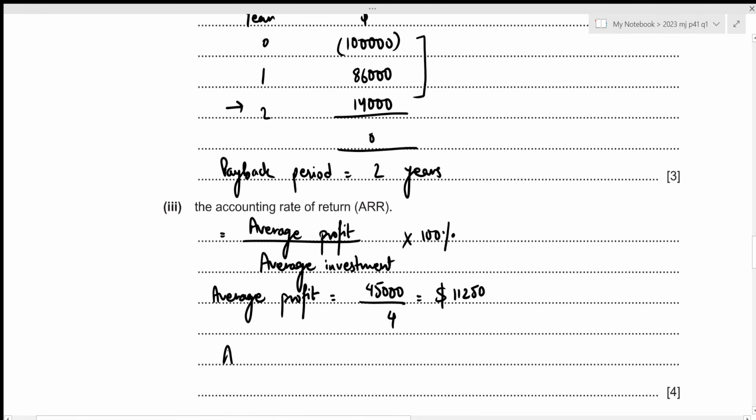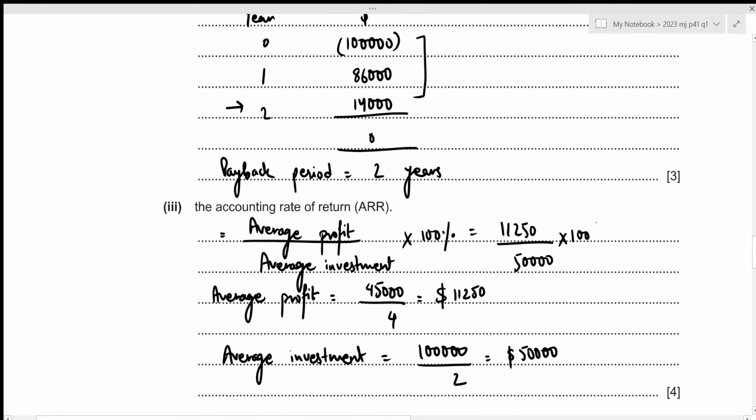Now for average investment, we just need to divide our initial investment by 2. And the initial investment was 100,000 in this case. So our average investment will just be 50,000, which means that the accounting rate of return will be 11,250 divided by 50,000 into 100%, which results in the value of 22.5%. This concludes the third part. Let's move towards the next one.